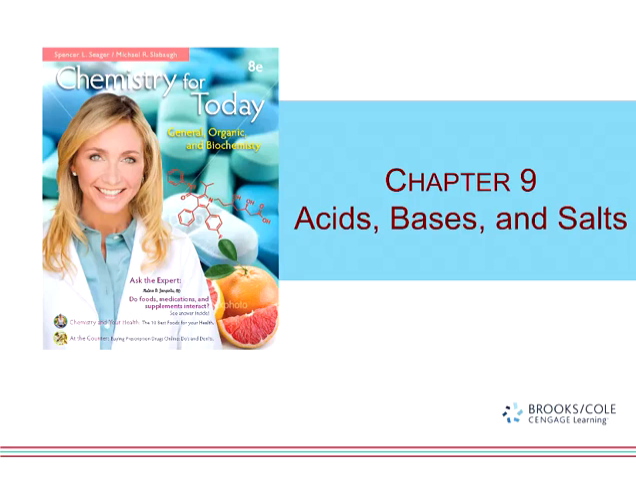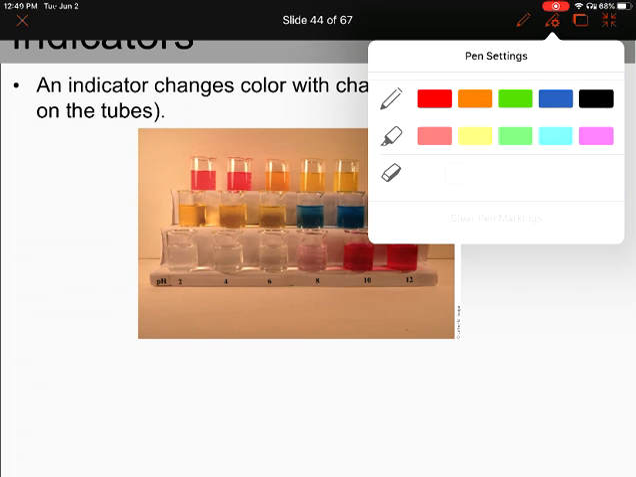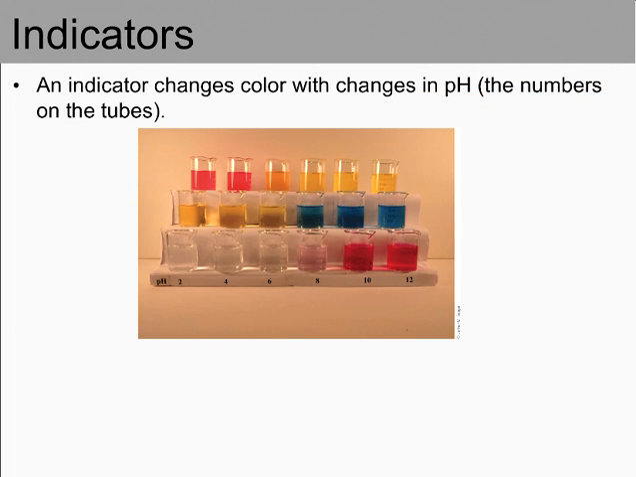We're going to continue our discussion on acids and bases. In particular, we're going to cover indicators. So previously we saw that solutions can be acidic, neutral, or basic. And we saw that we can use something called a pH to determine how acidic or basic a solution is. So remember, pH ranges from 0 up to 14.